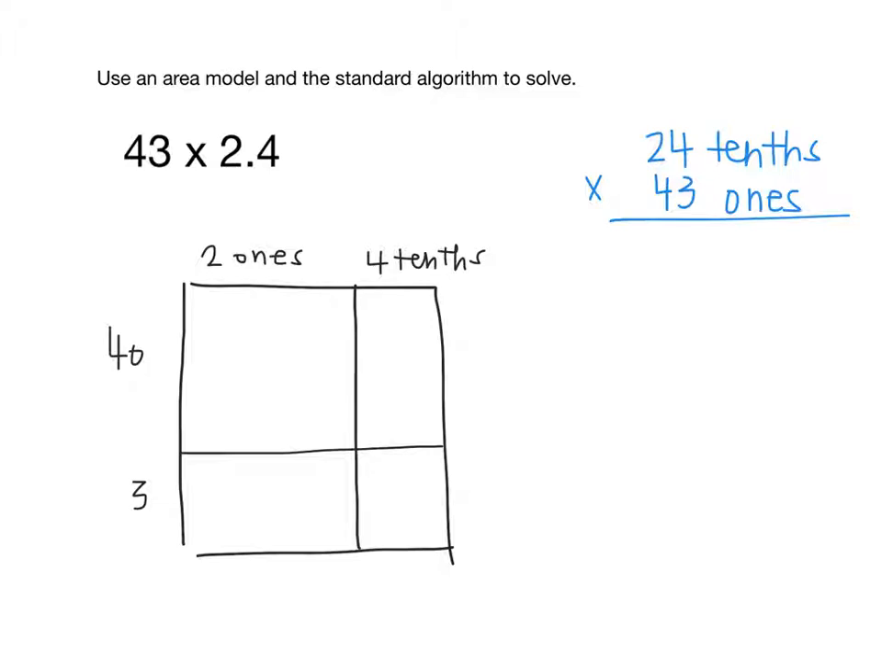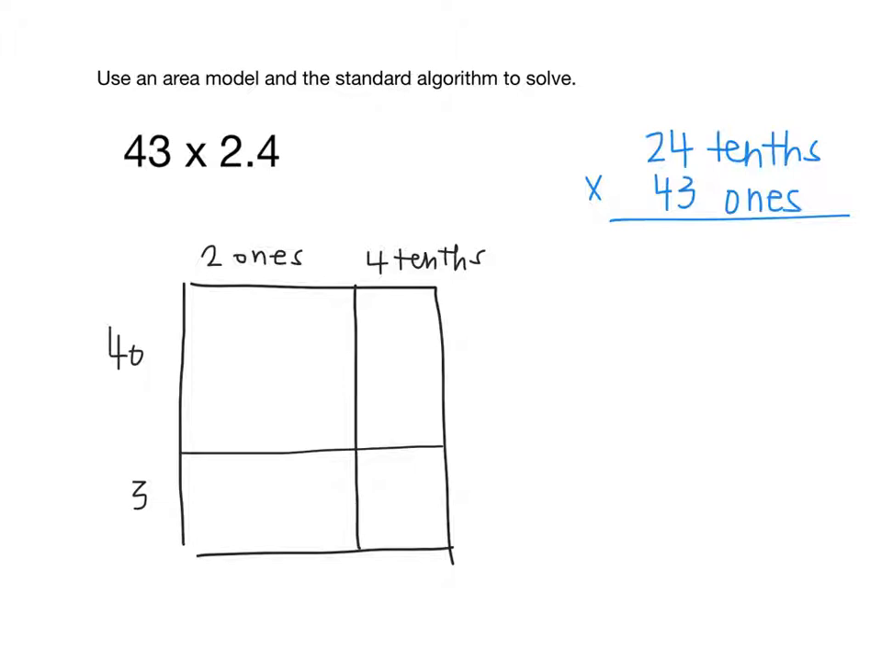We're going to use an area model and the standard algorithm to solve. Except this time, you'll notice we have a whole number, 43, times a decimal, 2.4. Go ahead and start by copying the problem down into your notebook. 43 times 2.4. A whole number times a decimal. Now, we're going to do the same thing we did before. We're going to draw an area model. So go ahead and draw a nice, big rectangle.